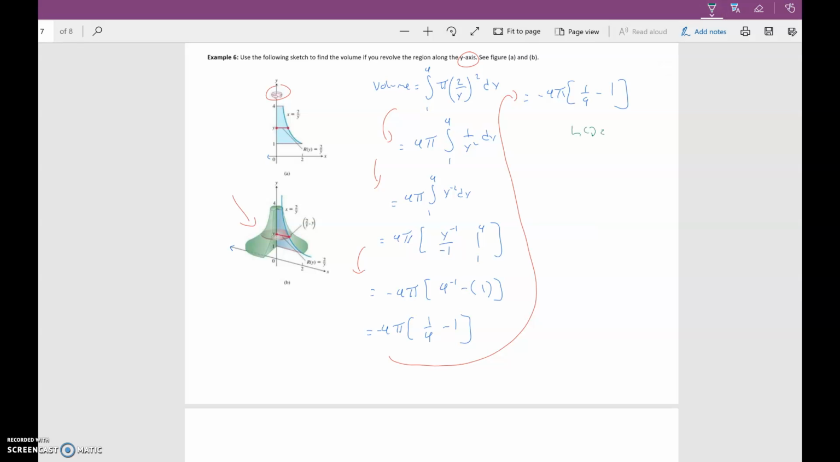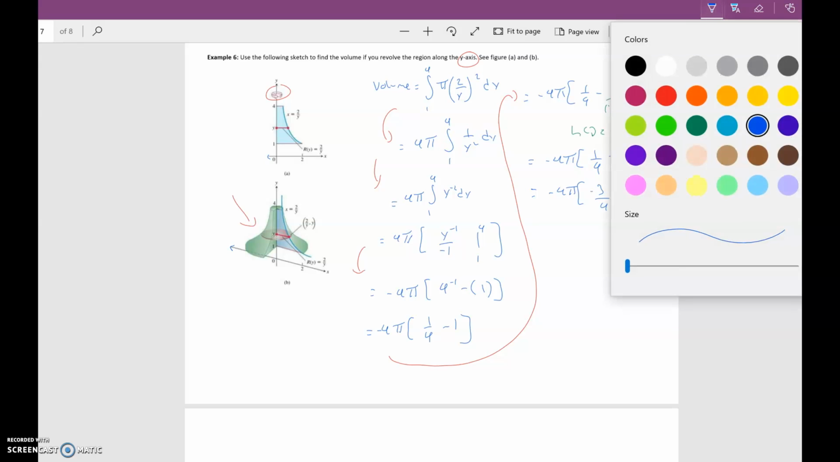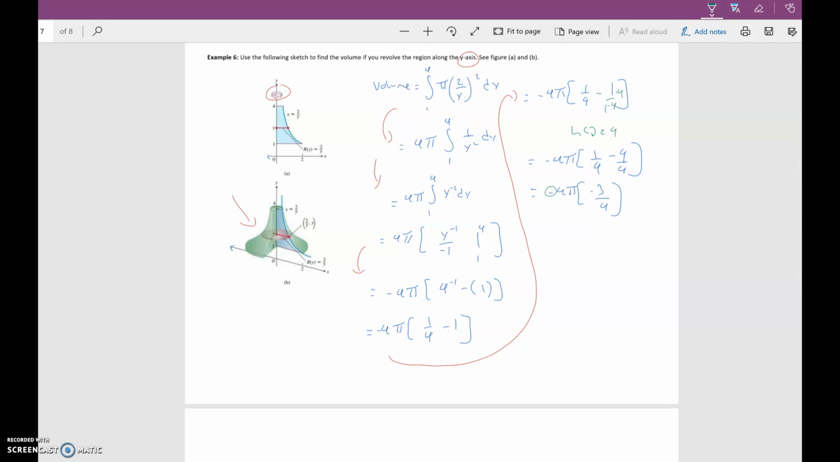So your LCD is equal to 4. So multiply times 4 and times 4. And we end up with negative 4 pi times 1/4 minus 4/4. We're getting negative 3/4. So negative 4 pi times negative 3/4. And that's actually good news. Otherwise, we technically set up the integral incorrectly. So we're looking at the value of 3 pi.